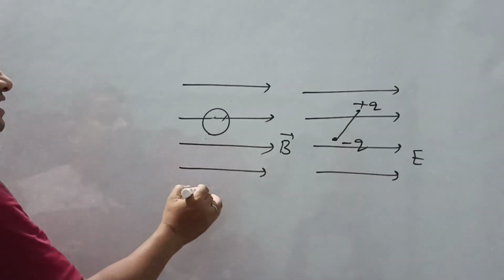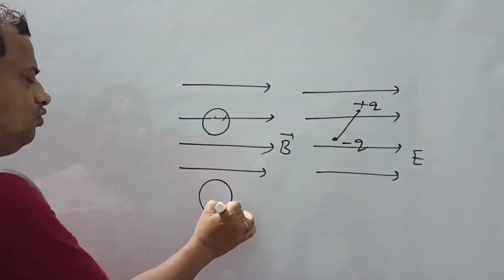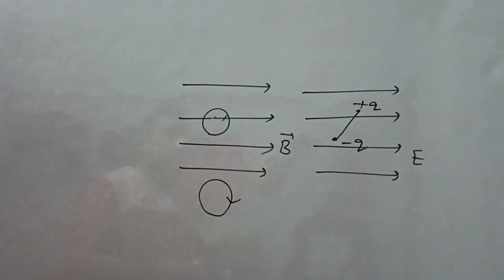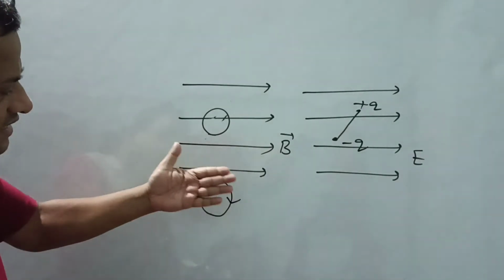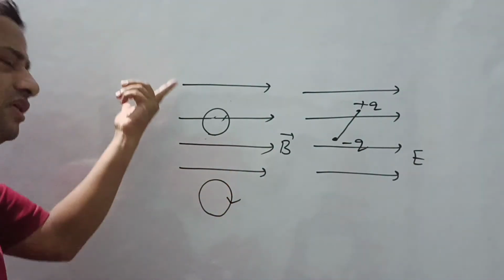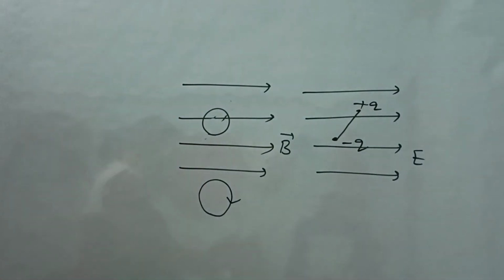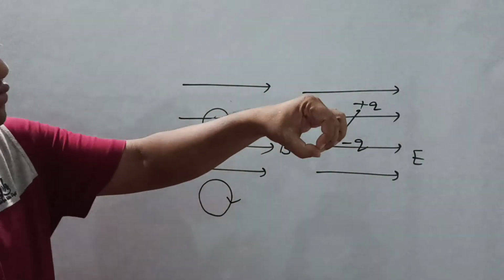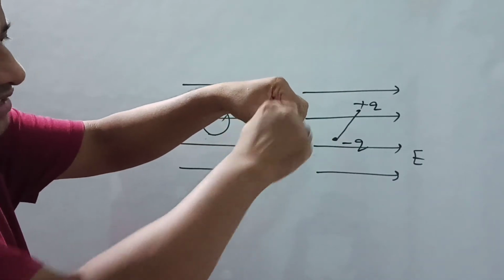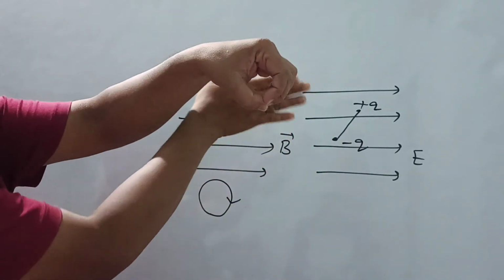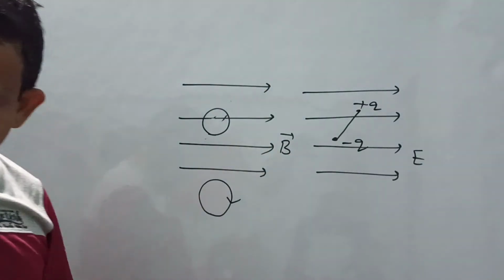If the current in a loop is seen clockwise from a face, suppose from this side we see it is clockwise, then this side is south and the opposite side is north. Suppose this is the loop and the current is clockwise, so this face is south and the face just opposite is north.